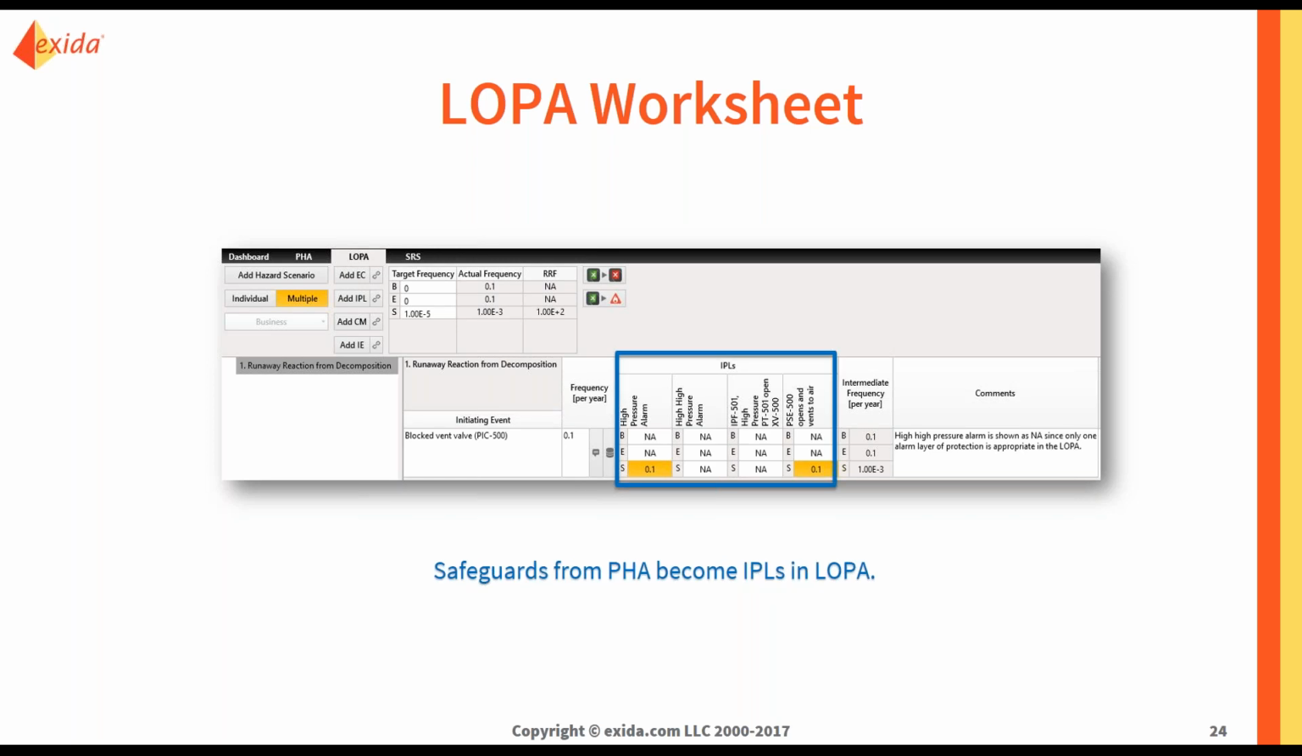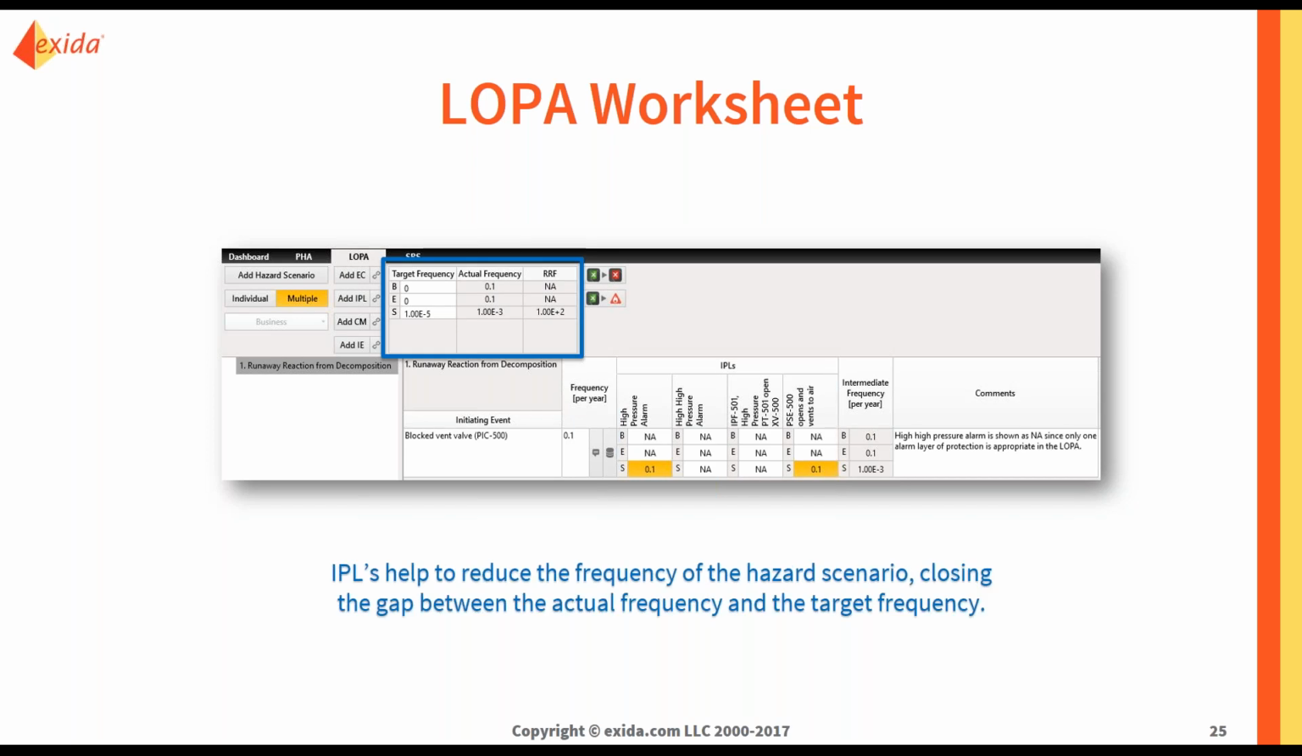Also coming from the PHA, the safeguards become independent protection layers in the LOPA. And each independent protection layer is auto-filled here, and then you can input a probability of failure, or just like with the initiating event frequency database, there is a probability of failure database for each IPL. And so you can use that database to input industry standard probability of failure for each IPL. So the IPLs are going to help reduce the frequency of the hazard scenario and close the gap between your actual frequency and your target frequency, which can be seen at the top of the screenshot.